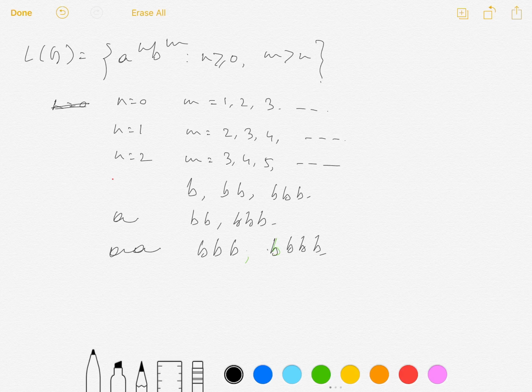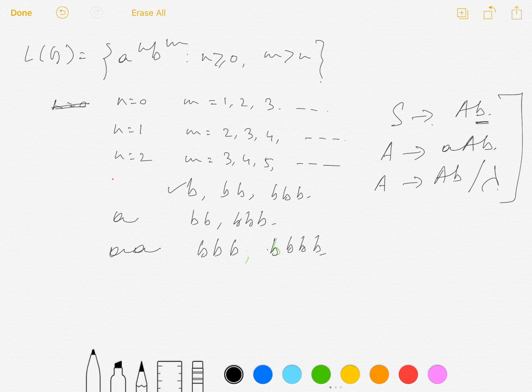Now, how to solve this problem? One thing is clear: at least one b must be there, and after that there may be an equal number of a and b, or there may be any number of b. So let us write S -> aSb | b. This confirms that at least one b must come, and after that an equal number of a and b is coming, or any number of b may come. And if I don't add anything, that means at least one b is there, and if I want to stop, then stop it with lambda. In this way.